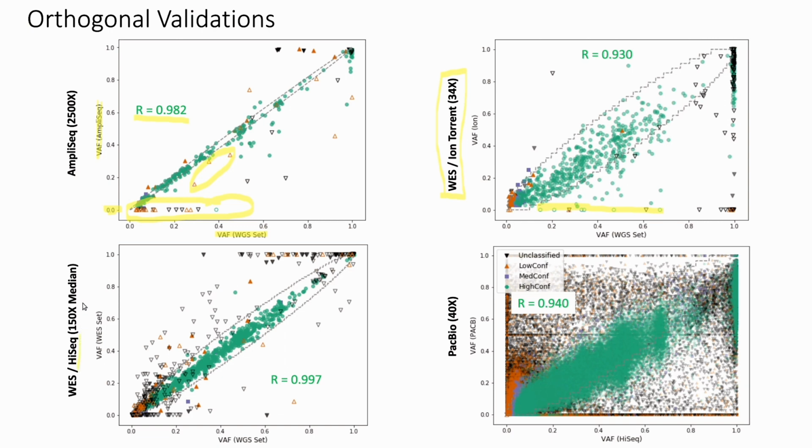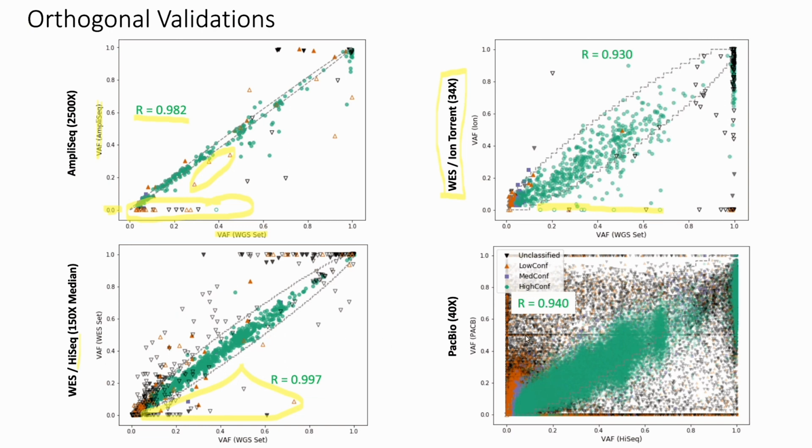This may not really count as orthogonal because it is the same platform that produced the whole genome sequencing data, and the Pearson's R is close to 1. Nevertheless, almost all of the variants not validated are low conf and unclassified calls, and almost all of the high confidence calls are right in the middle where you expect them to be.